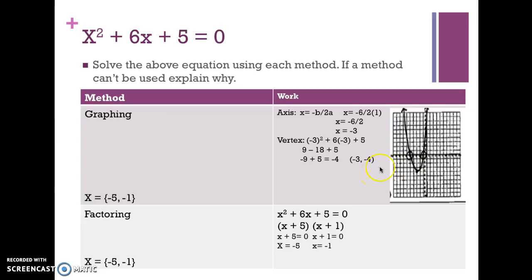And when we graph it, we're also looking for our solution points, or where our line crosses the x-axis. We notice that our line crosses the x-axis at negative 5 and at negative 1.